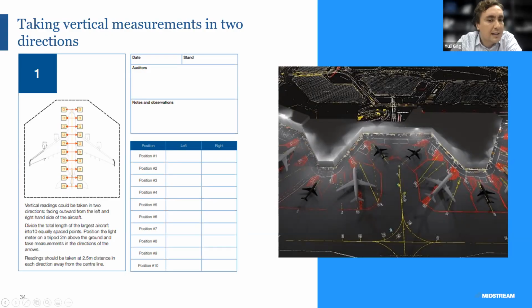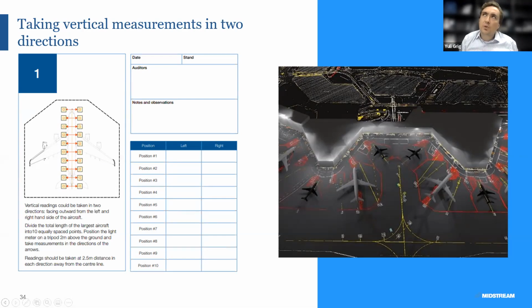We divide the total length of the largest aircraft, so just take the body of the aircraft, into 10 equally spaced points, and then we position the light meter on a tripod 2 meters above the ground and take the measurements in the direction of the arrows. So left and right. So you're taking 2 measuring points for that. And these should be taken sort of around 2.5 meter distance in each direction away from the center line. So they are about 5 meters away from each other.